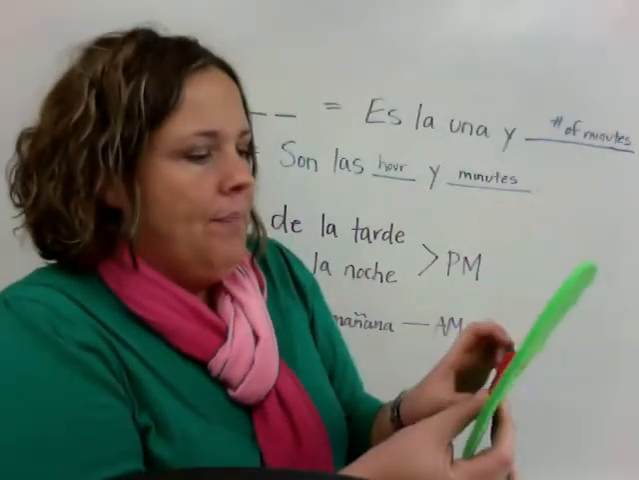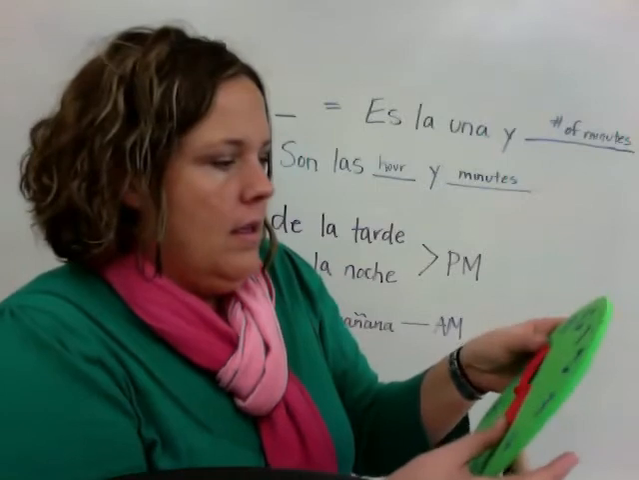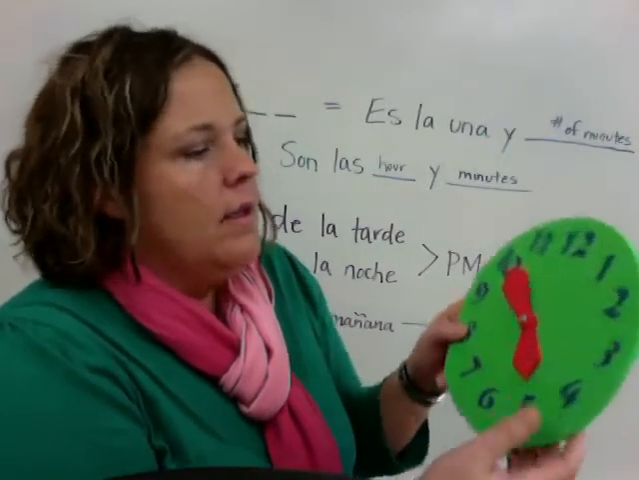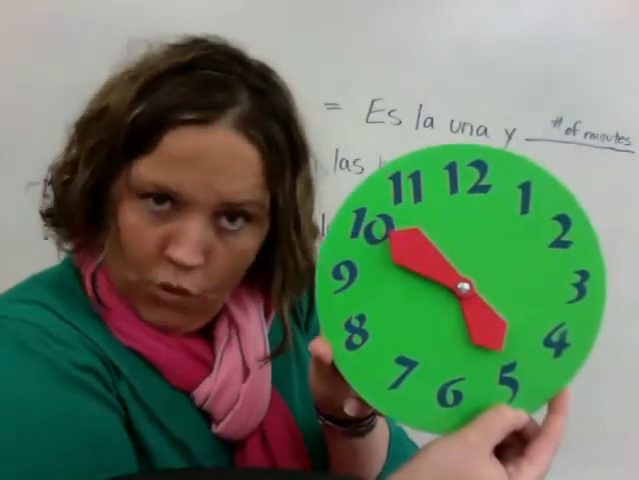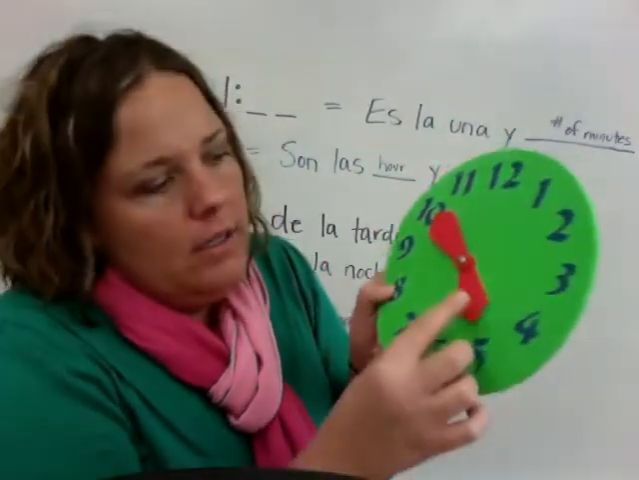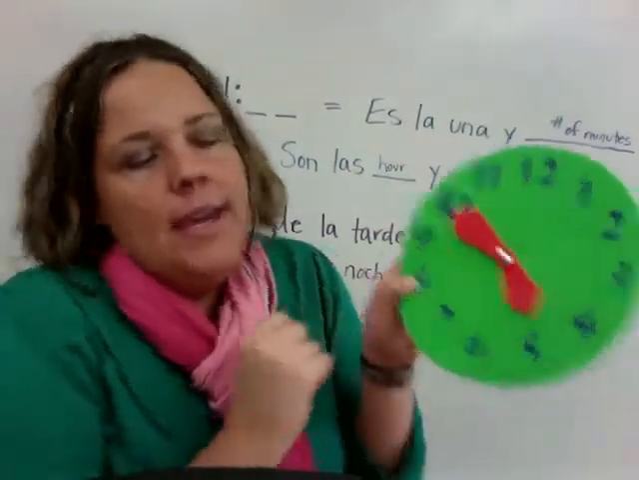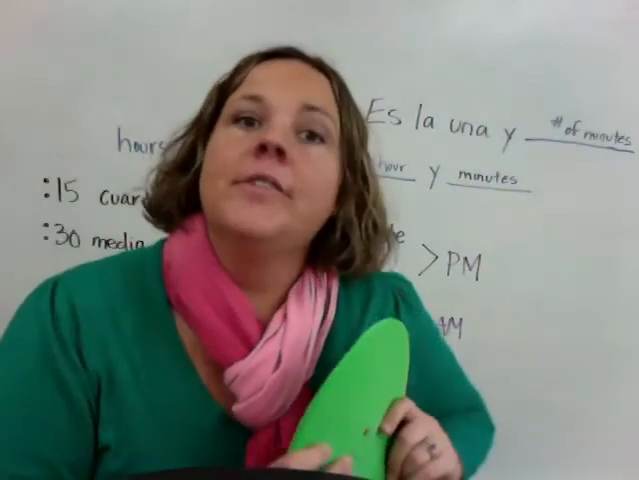One more. What about this one? We're getting trickier now. What is it? If you said 4:50, you're right, because the little hand is almost on the 5, big hand's on the 10. Okay? All right, so now let's learn how to do it in Spanish.